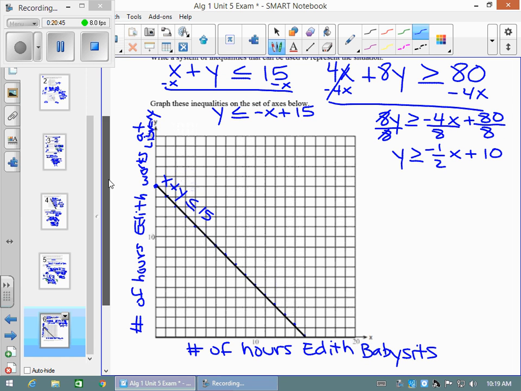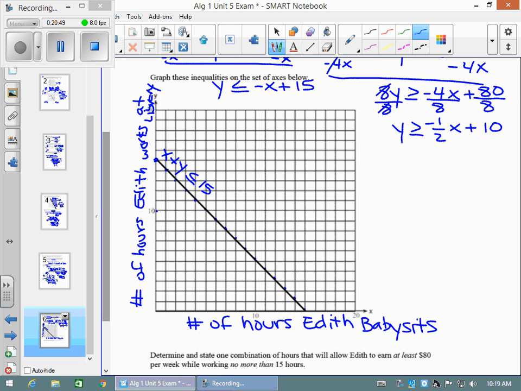So I'm going to go down 1 to the right 2. Down 1 to the right 2. Again, use a straight edge here so that I can sketch my line. And make sure that I label this line as well with the original, which was 4x plus 8y is greater than or equal to 80.